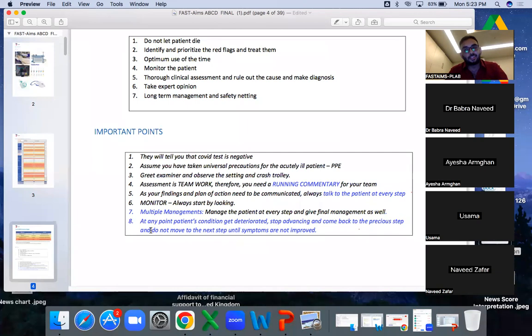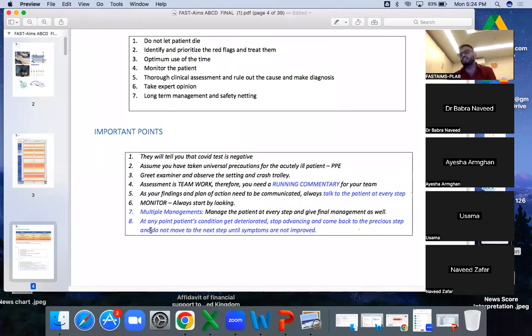At any point. This is quite important. I am reiterating, at any point, if you are going through your A, B, C, D, E approach and you find any difficulty in the previous step, you will switch back. For example, you are on the circulation, you are assessing the circulation. The patient starts breathing badly or saturation drops. You will leave everything and you will come back to your breathing. This is quite important. This is the key to passing this station.